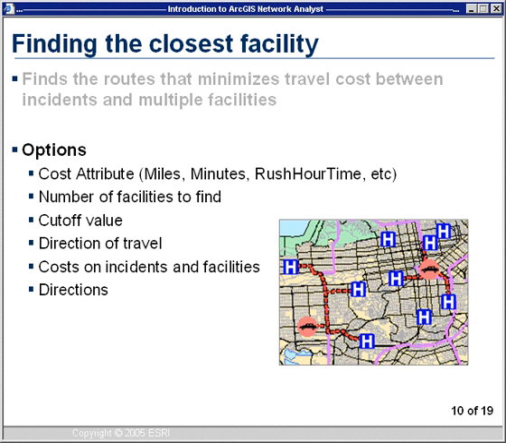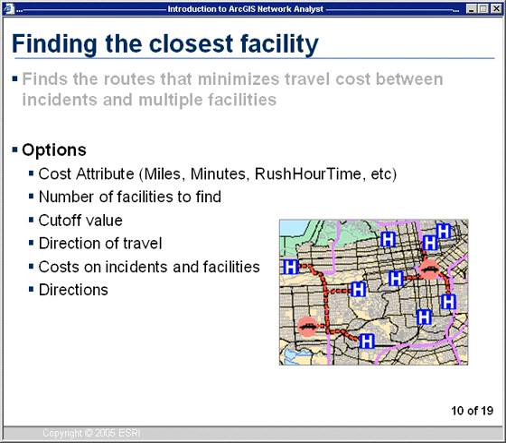You can change the cost attribute, so just like in the best route solver, you can use normal driving times or rush hour driving times. You can also change the number of facilities you want to find and specify the cutoff value at which point you stop trying to find facilities. For example, only find the 3 closest facilities that are within 10 minutes of an incident.